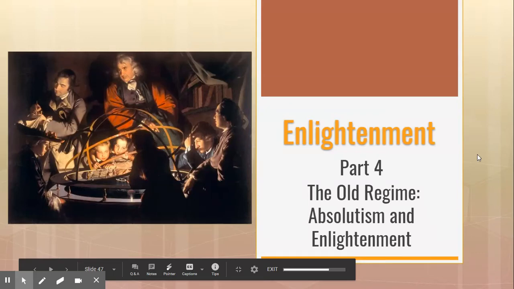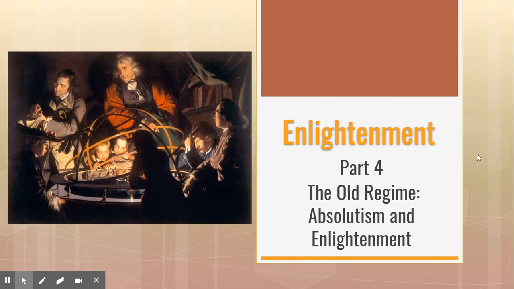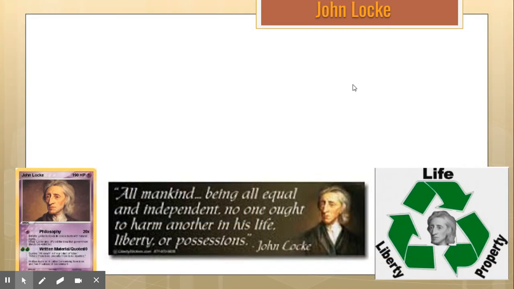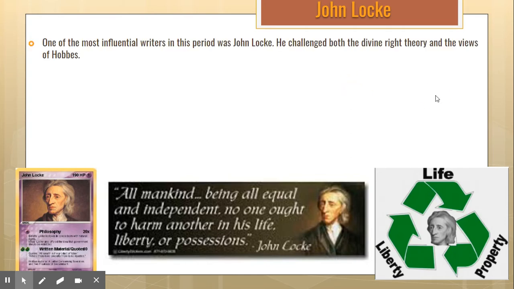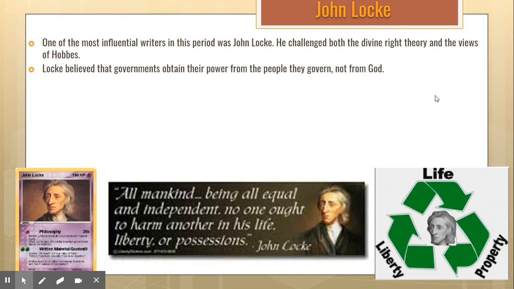Okay, so chapter 13, the old regime, absolutism and enlightenment. And this is going to be part 4, and this is going to cover the Enlightenment. So really the guy who kind of sets it off is John Locke, and he's going to be mentioned throughout this whole part. So he's one of the most influential writers in this period.